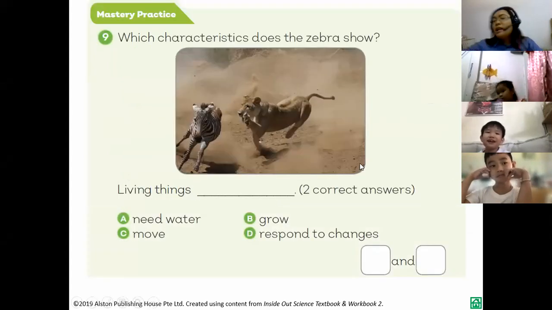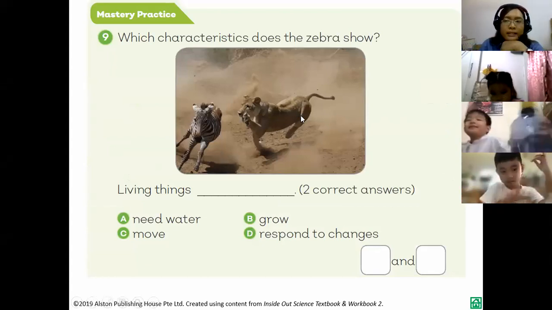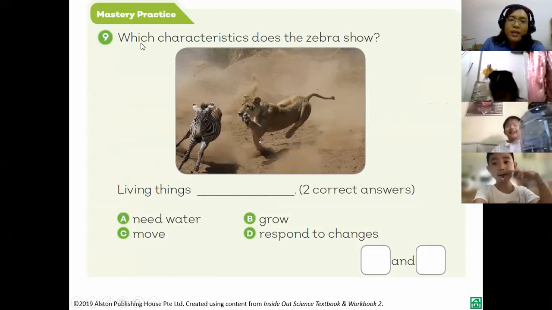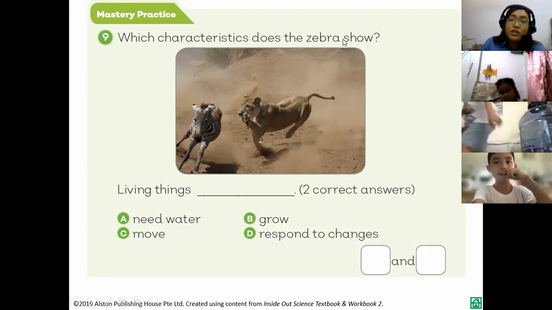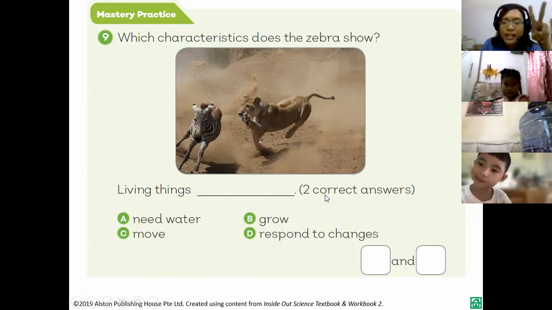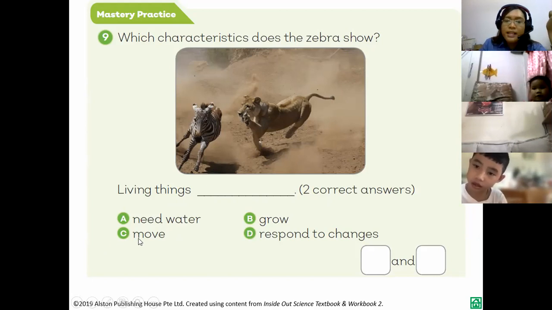Okay, next, number 9. So look at the picture. We have a zebra and we have a tiger. So question, which characteristics does the zebra show? Living things blank. So there are 2 answers here, okay? Letter A, do you think zebra need water? Letter B, zebra grow. Letter C, move. Letter D, respond to changes. So what do you think are the best answers?